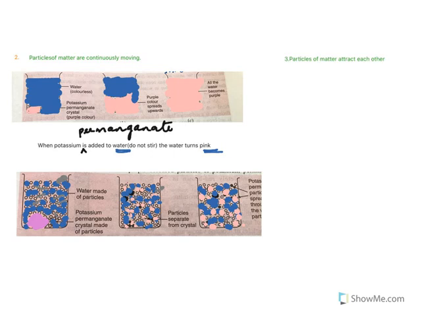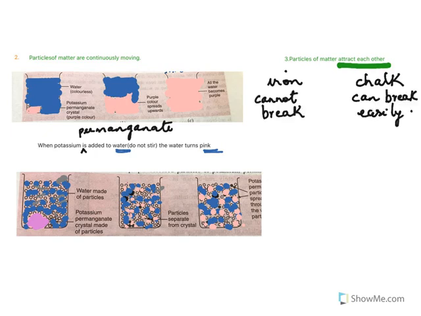The third property is that the particles of matter attract each other. Let's do an experiment, or let's discuss situations which make this clear. To understand this, let us take an example of iron and chalk. Now we see that iron, we cannot bend iron very easily. But when it comes to chalk, we can bend it and even break it very easily. So we cannot break iron easily, but chalk we can break very easily.